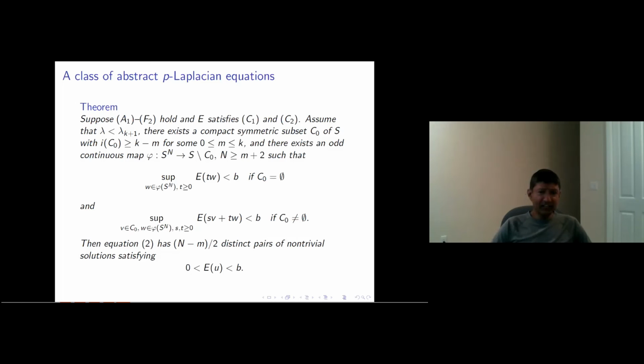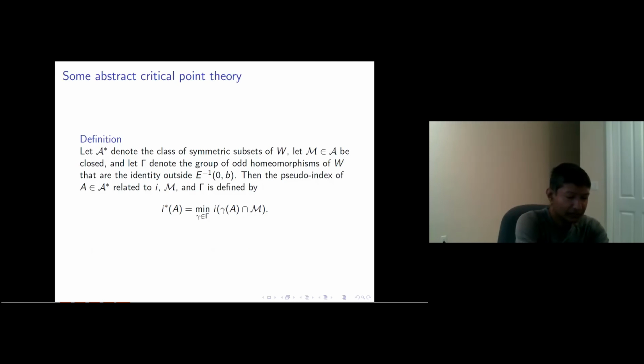And again, this is in the classical setting. If you replace C1 and C2 with the Palais-Smale condition, the conclusion is that you get n minus m distinct pairs of non-trivial solutions. But here we get only half of those because you are assuming only C1 and C2. So let me just outline how this is proved.